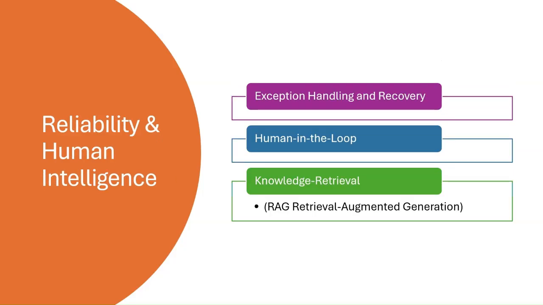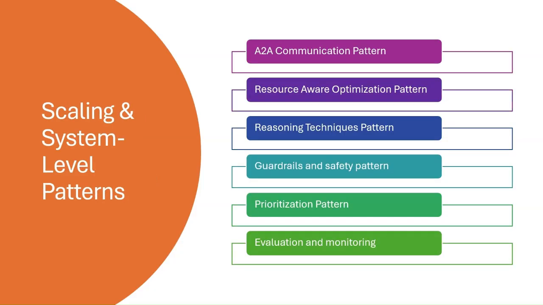Then we will go into reliability and human intelligence. Well, in a few cases AI intelligence is not enough. We require exception handling, human in the loop, and finally RAG. We will see different types of RAGs as well.